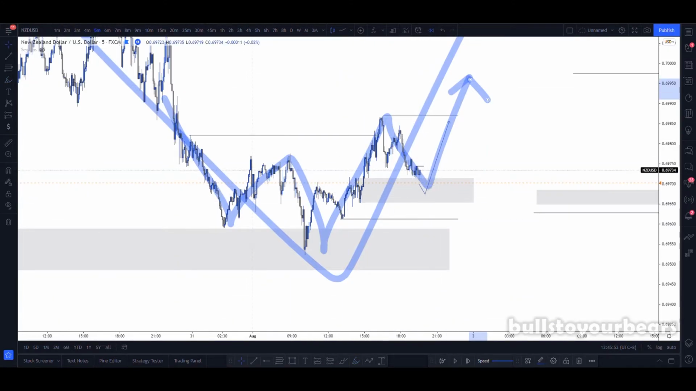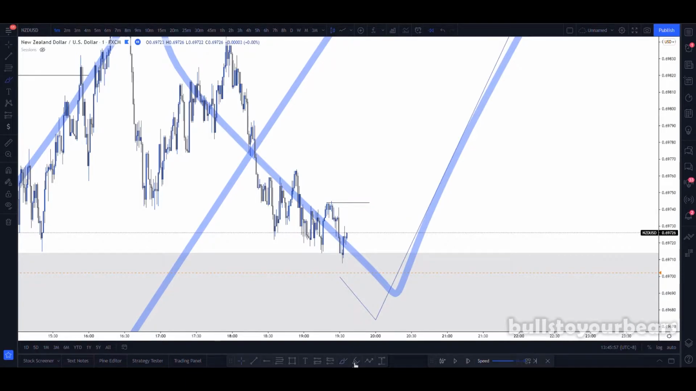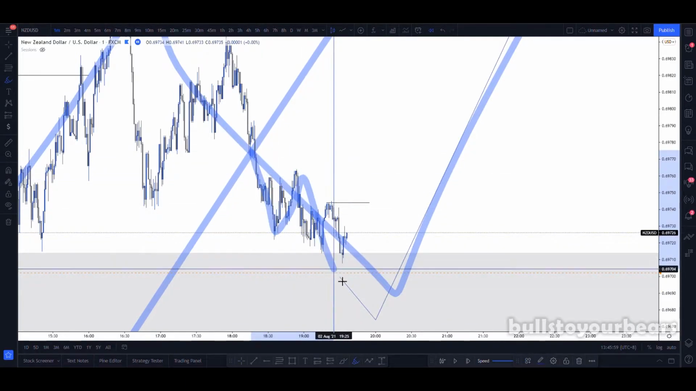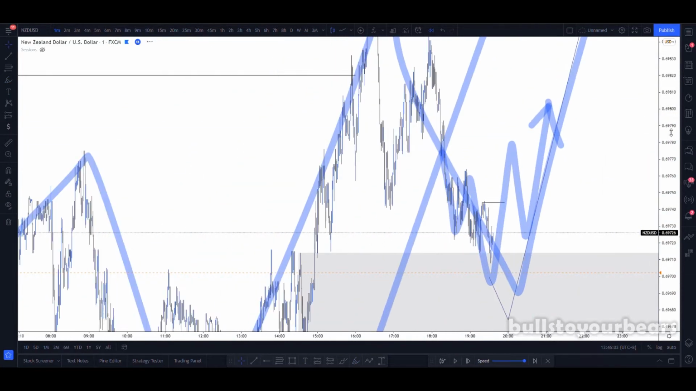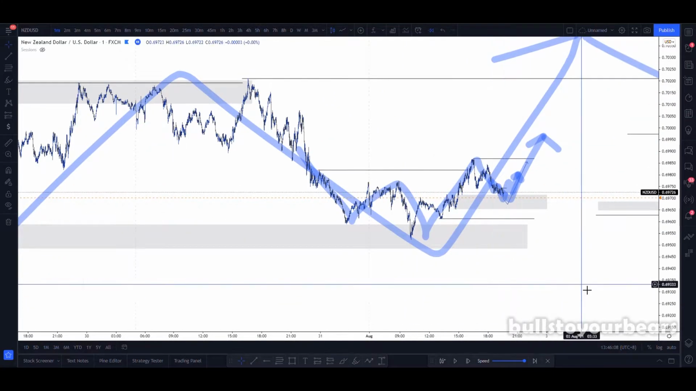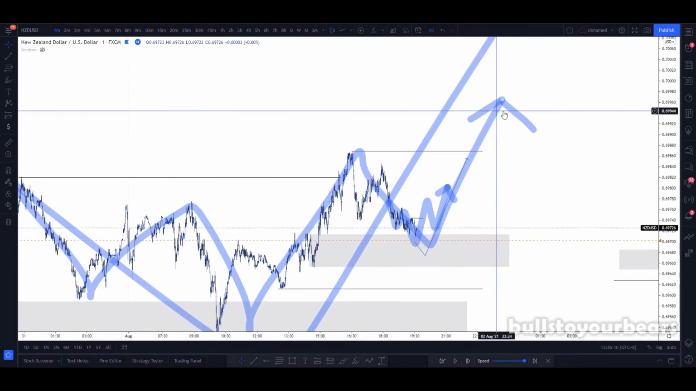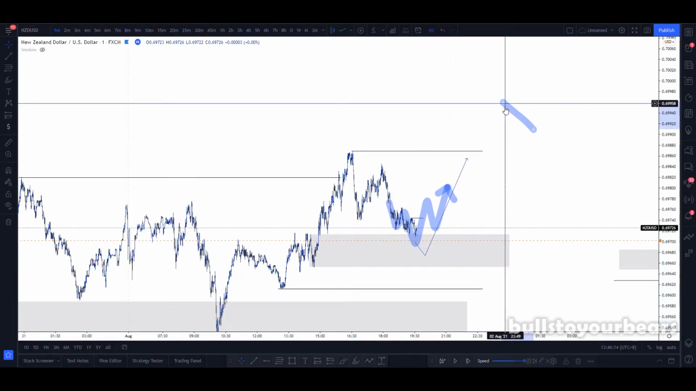Then inside of this area, we are expecting an entry structure break to go higher. Alright, so now we have multiple confluences that this trade is going to be a buy, right? So now we just remove everything.